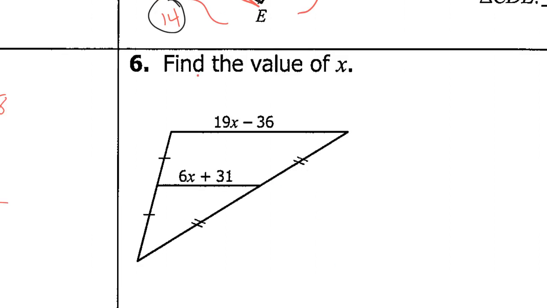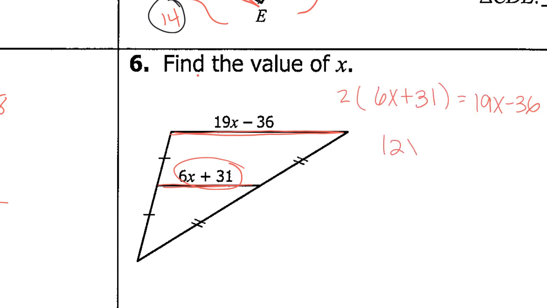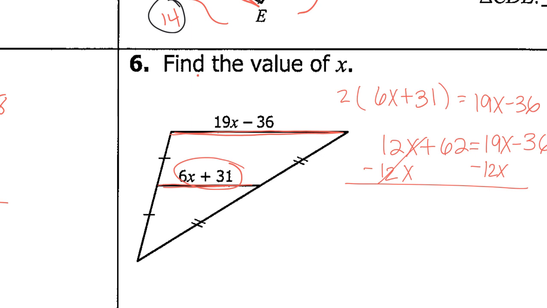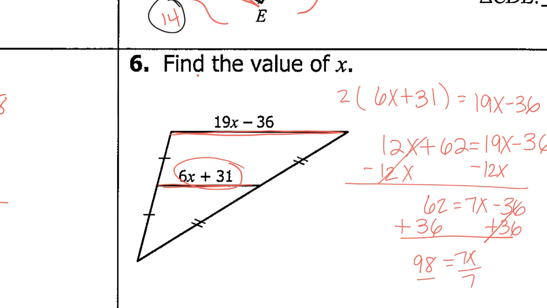Number 6 is very similar to number 5 because the midsegment is half as long as this segment here, which is parallel to it. So I'm going to take 6x plus 31 and multiply it by 2 so that I can set them equal to each other. And so I get 12x plus 62. And again, I'm just solving for x. Here, I went ahead and subtracted the 12x over to the right side. And I get 7x is 98. So when I divide by 7, I get x equals 14.